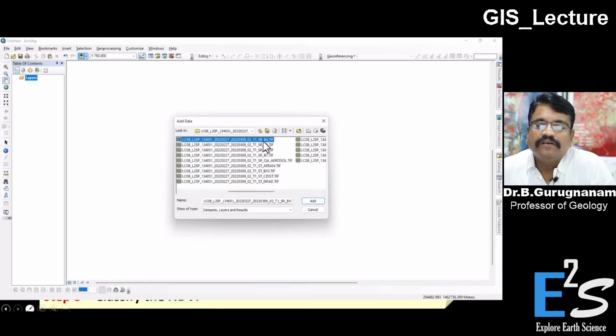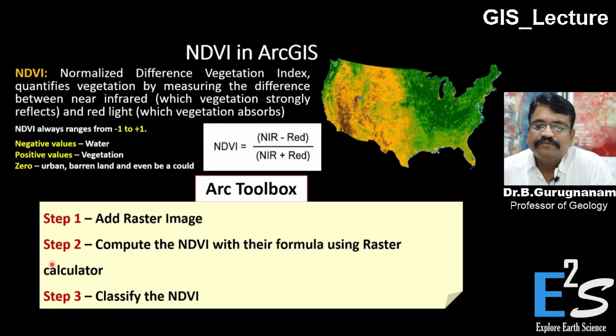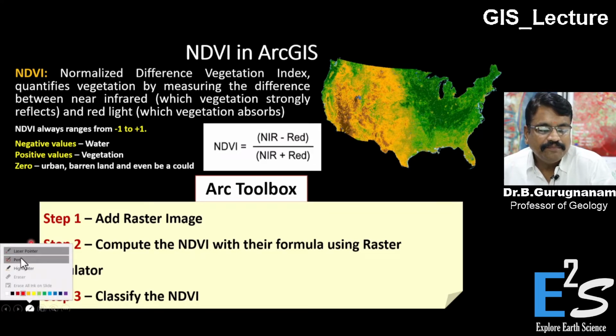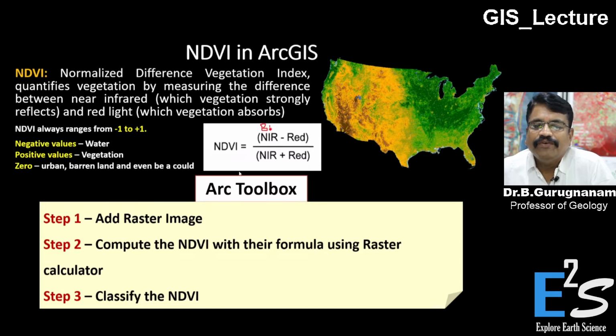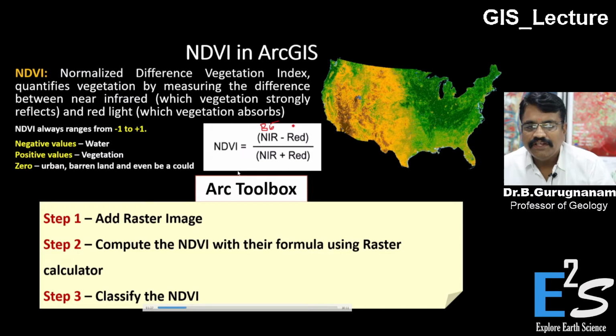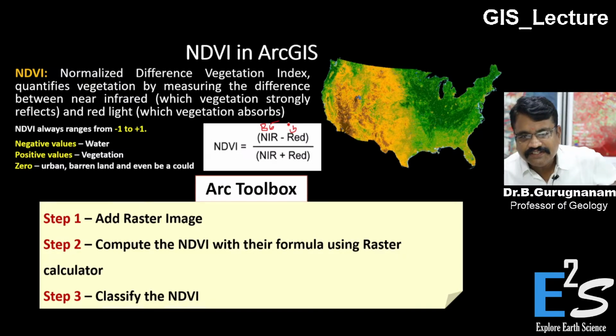This is 1, this is 2, and you can see the different bands. There are many bands available. I'll just write here. This is band 5. Near infrared is band 5, and red is band 4. Sorry, I could not write band 4 clearly.